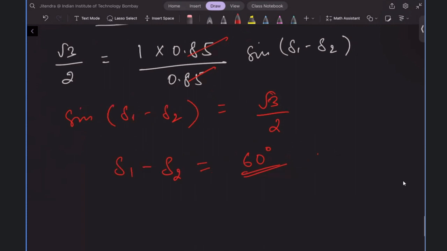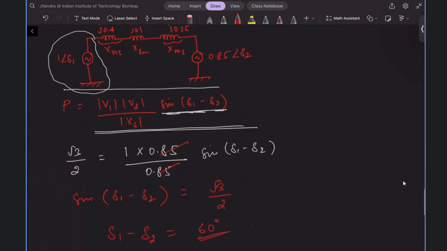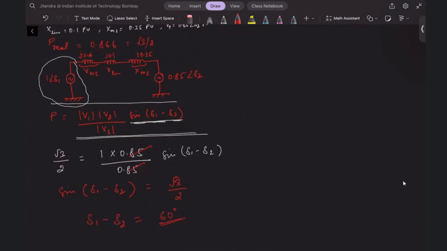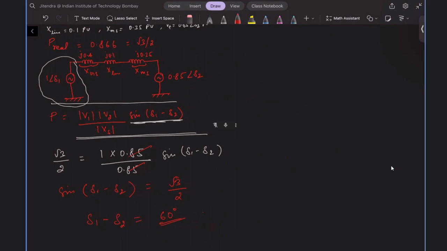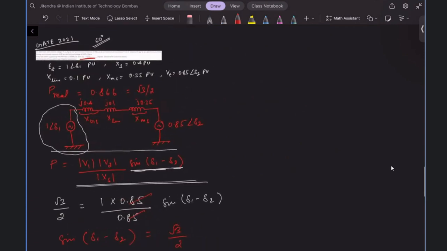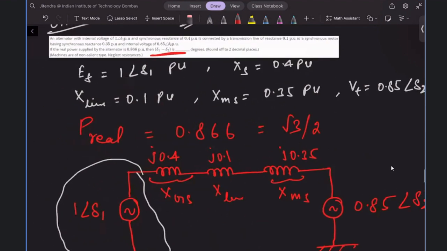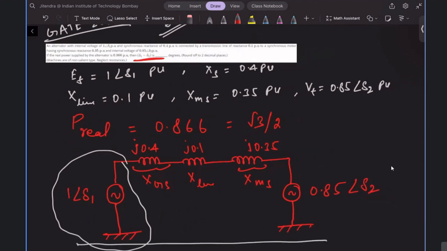Wasn't it easy? Yes, sir. Yeah. So such kinds of problems you need to practice, just on the basis of the equivalent circuit and apparent power. So you must be very well versed with the sinusoidal steady state analysis chapter that you study in circuit theory, right? Then it will be very easy for you.